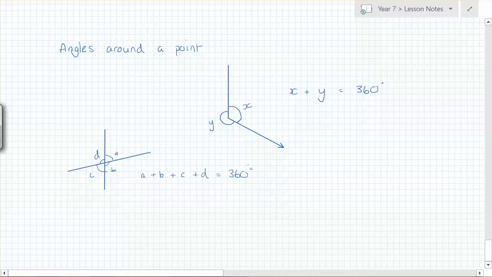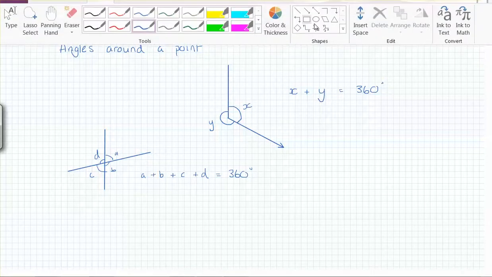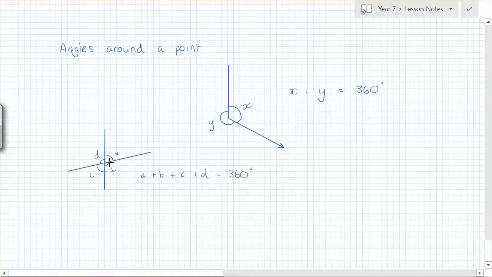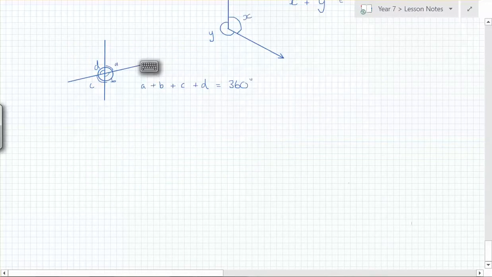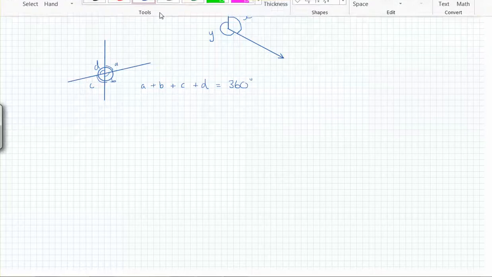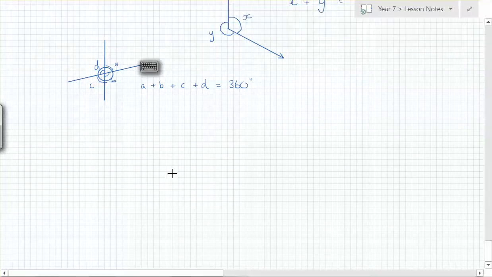They always add up to 360 because if you look around a point, it is all the angles, if you do the curve, make a circle. And angles in a circle are 360 degrees.